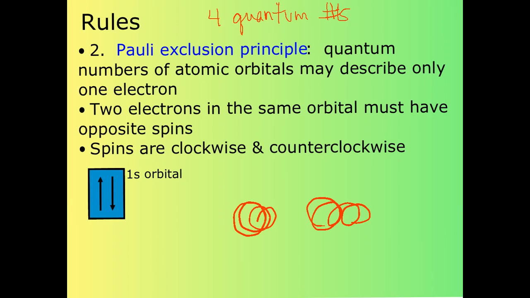Basically, the Pauli exclusion principle says no two electrons are in exactly the same location. So when we're drawing and representing electrons to represent spin, we draw an arrow up to represent one spin and an arrow down to represent another spin.